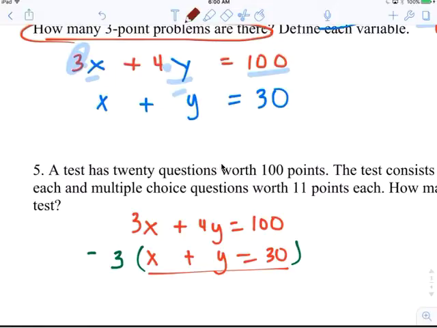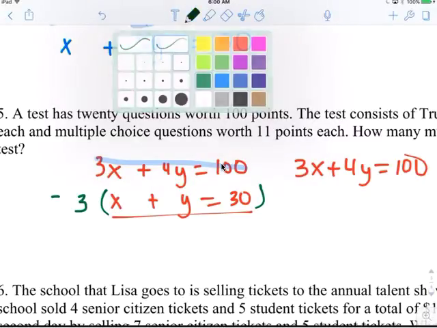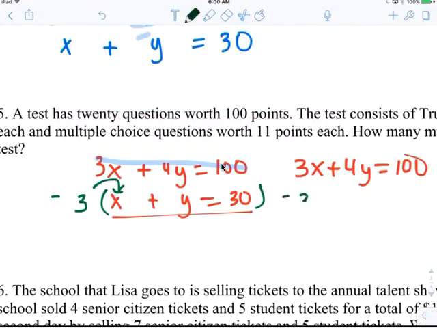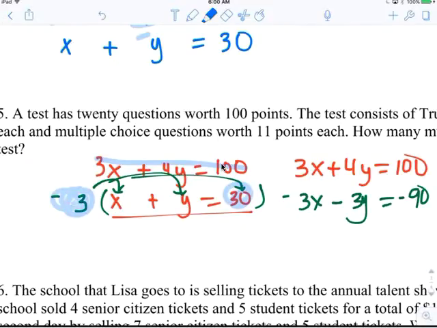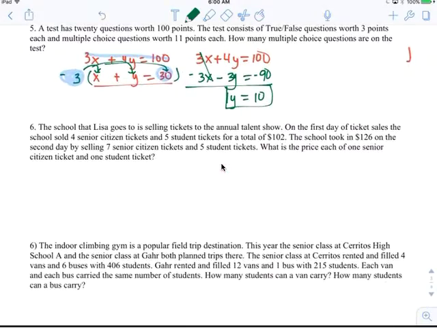That's how I choose which number is easiest. Okay, so I have 3x plus 4y equals 100. I'm just copying this right here. And now when I distribute, I get negative 3x. Oh, there's my 0. I did good. That's negative 3y. And that's negative 90. A lot of students tend to forget to do that. Okay? So that gives you 1y equals 10. So y equals 10. Okay? Number 6.